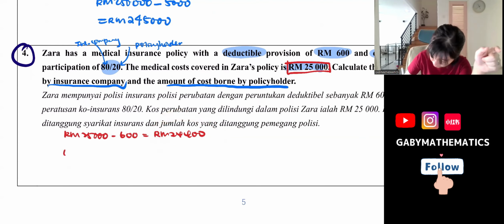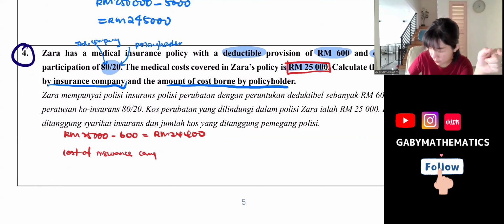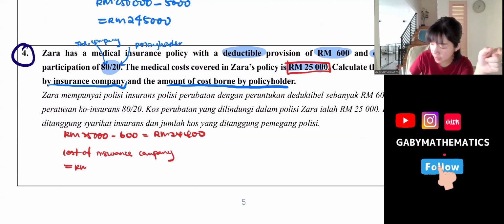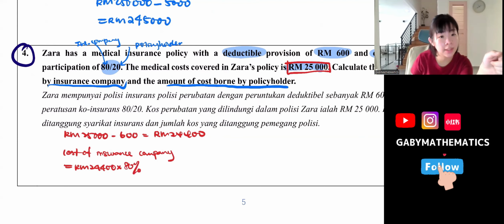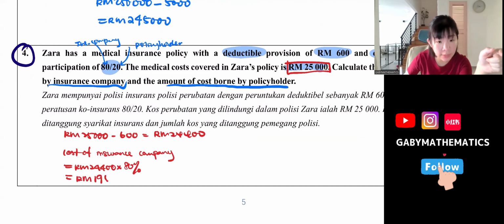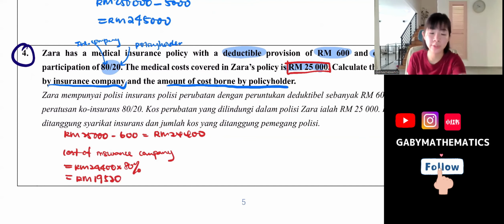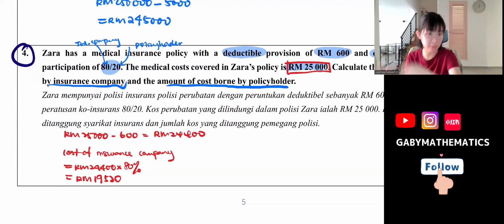So the cost of the insurance company will be 24,400 times 80%, and that will be 19,520. So that's the cost of the insurance company. The insurance company will pay this amount to Zara. But the medical bill is 25,000, so the remaining will be the cost of the policyholder.